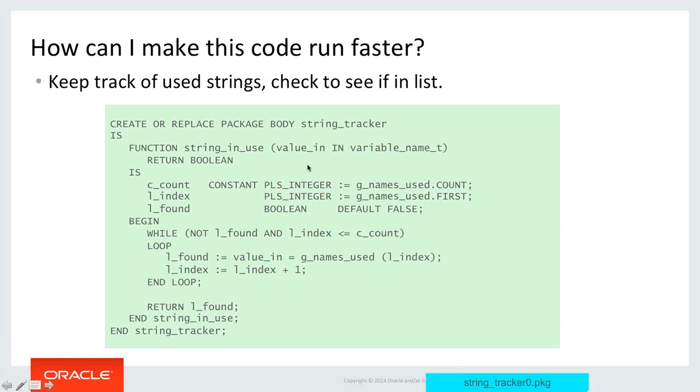So basically every time that I used a string name, I would throw it into my array of g_names_used. And then to find if a string is in use, I would pass in that name, find out how many I've got to look for, start at the first one, and then while I haven't found a match, check to see if the name is in the array, and then go to the next one and keep doing it around and around until I find a match, and then I return whether or not a match was found.